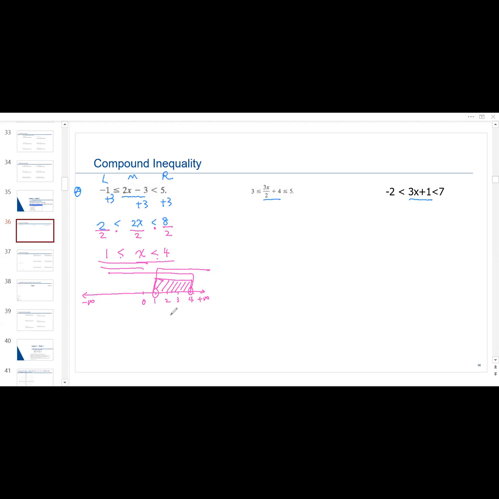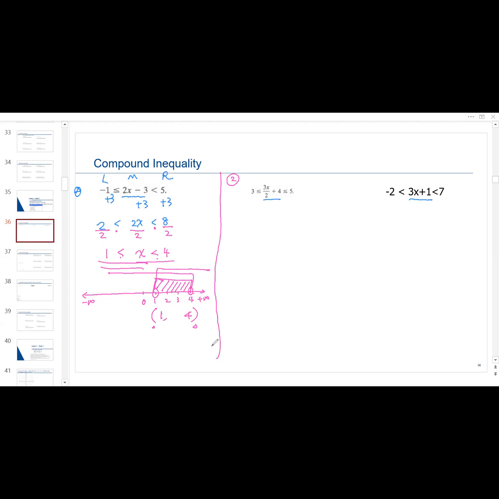So when we do the notation, 1 is the left end, 4 is the right end, right? And use the parentheses. This means not including. They do not have equal here, so not including. So we use the parentheses. That's correct. Good. Okay, let's move to the second example here.